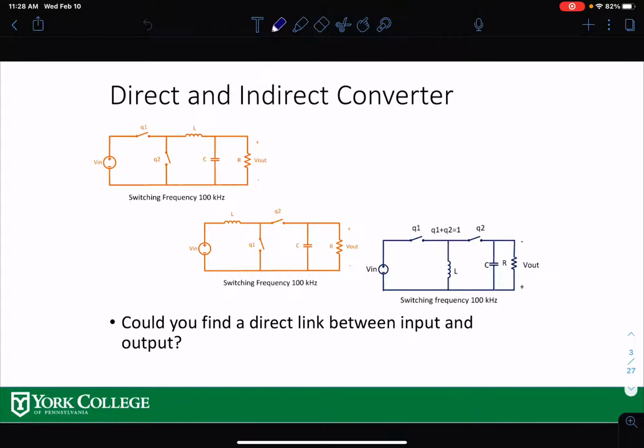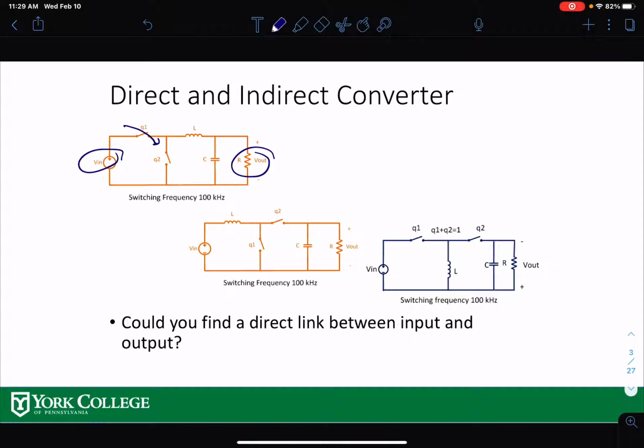So we have discussed other converters in the past. Let's take a look at them and see what is a direct converter and what is an indirect converter. Direct converter means that when you connect one of the switches, you're connecting between input and output. If you connect this switch for this buck converter, then you see that your input and output are directly connected, right?